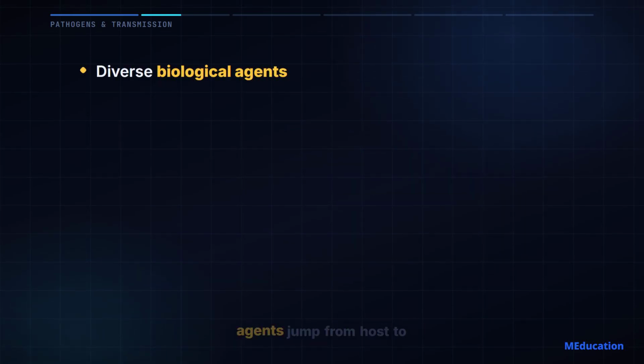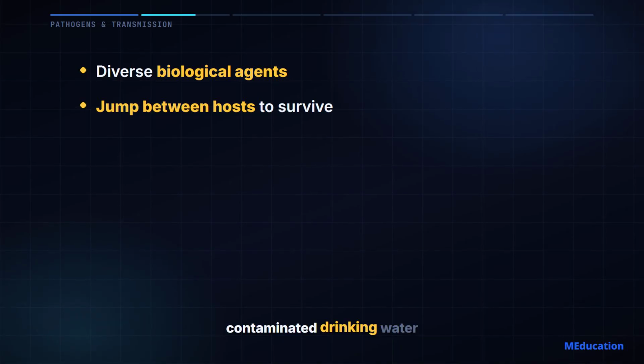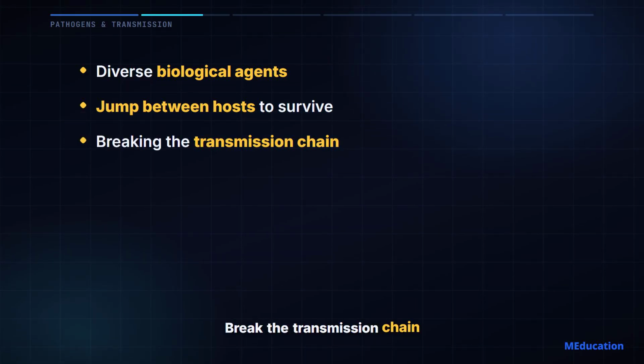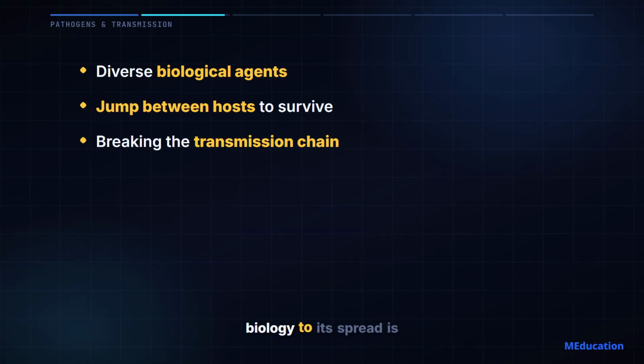But how do these microscopic agents jump from host to host? We call this transmission. It might be airborne droplets from a cough, contaminated drinking water, or a biting insect vector. Break the transmission chain, and you stop the disease. In the exam, you will frequently be asked to deduce the most likely transmission route from a short description, so linking the pathogen's biology to its spread is essential.